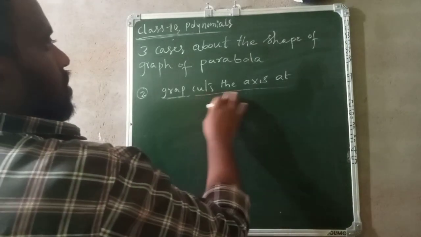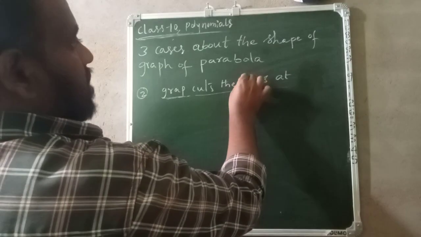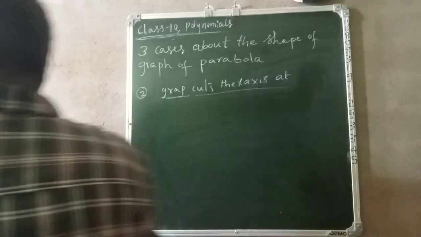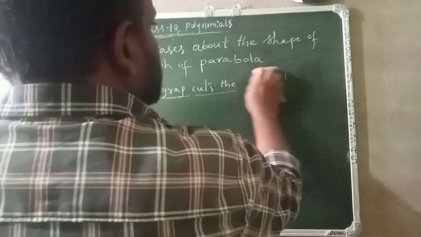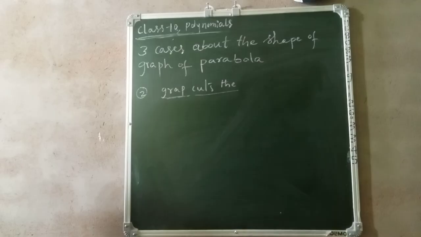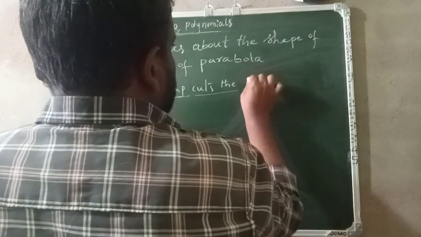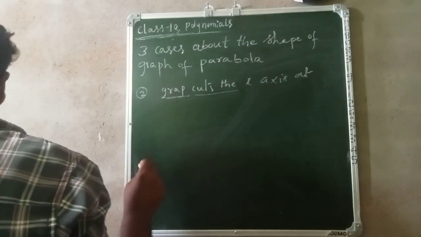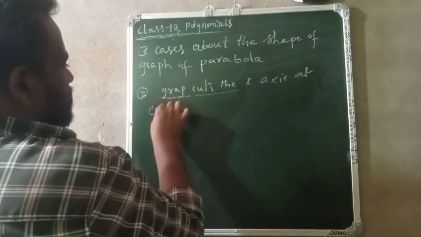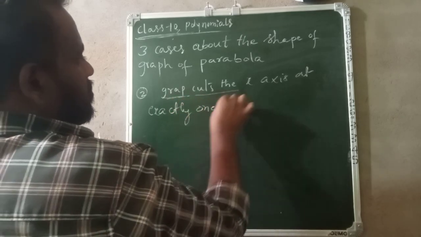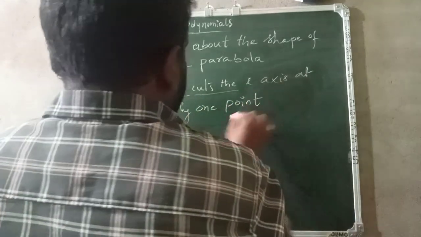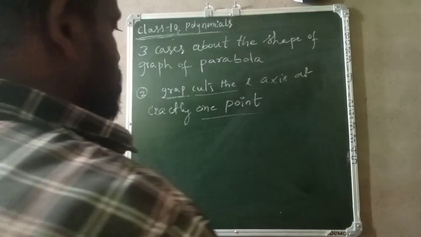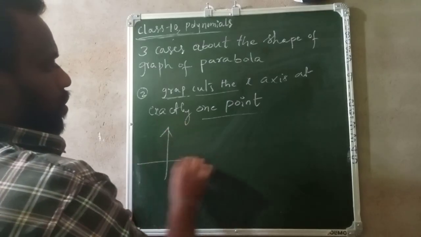Graph cuts the... sorry, I forgot to add here, x-axis. Graph cuts the x-axis at exactly one point. Exactly one point. I will draw the graphs so you will understand. Two graphs I will draw.